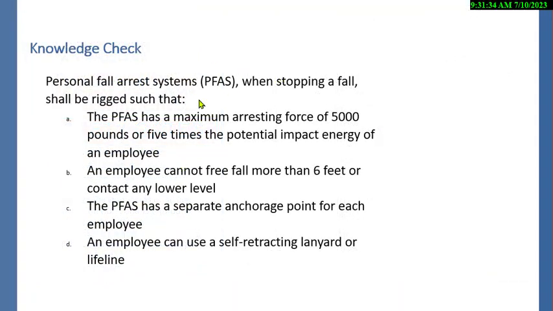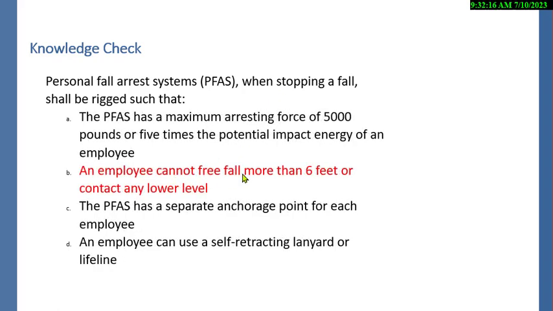Here's a tougher one. Personal fall arrest systems, when stopping the fall, has a maximum arresting force of 5,000 pounds or 5 times the potential energy. The employee cannot fall more than 6 feet or contact any lower level. The fall arrest system has a separate anchorage point for each employee. An employee can use a self-retracting lifeline. This has got a couple answers that are very, very close. This is tough. I'm not a fan of this question at all, so don't beat it up. But this is one I would rewrite if I was on the board, because it's not good.